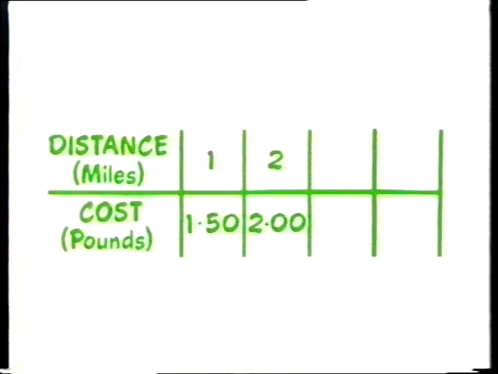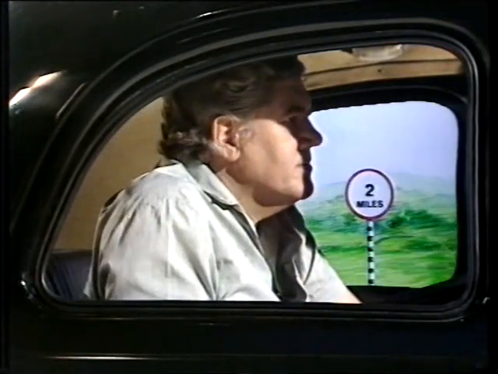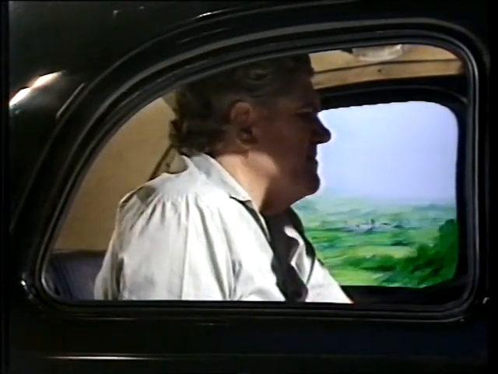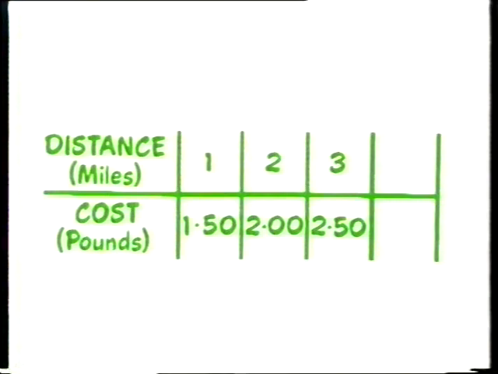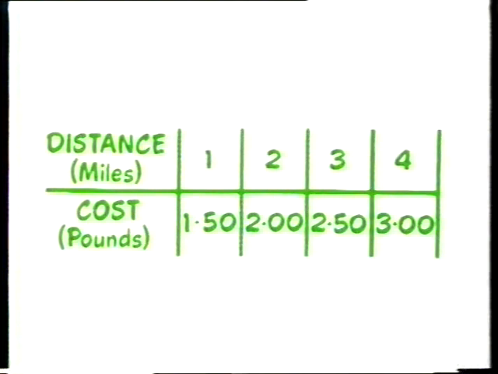2 miles, £1 plus 2 lots of 50, that's £2. Let's enter that one up. 2 miles, £2. On again. This is faster than sound. 3 miles. That's £1 plus 3 lots of 50, that makes £2.50. Enter it up. And obviously, for 4 miles, it's going to be £3, and so on.